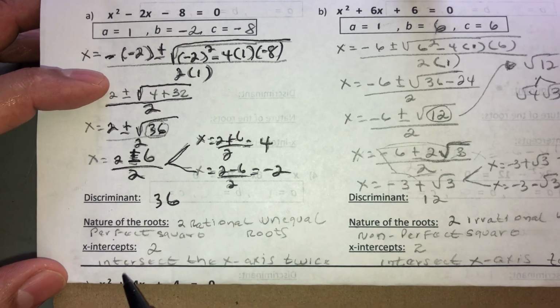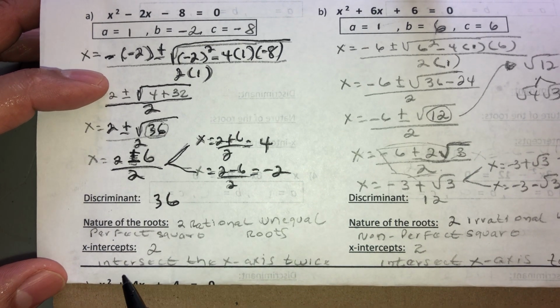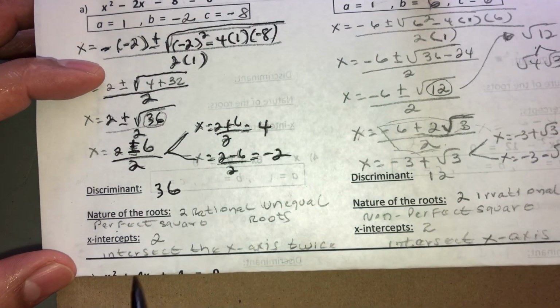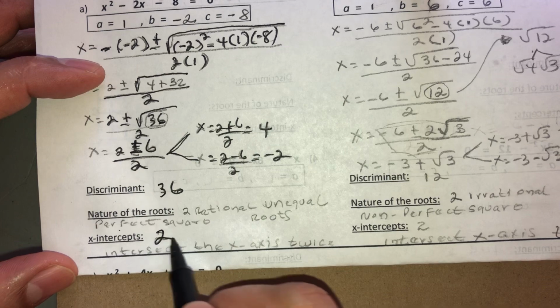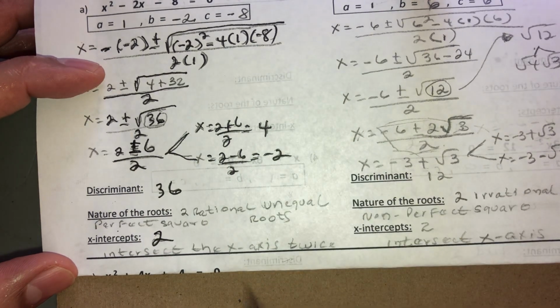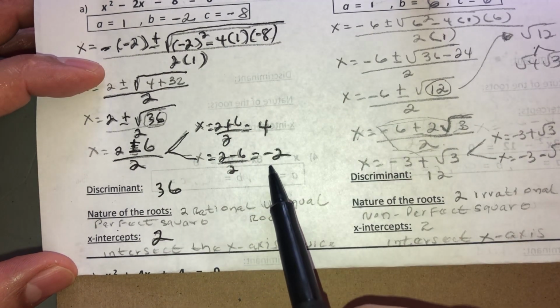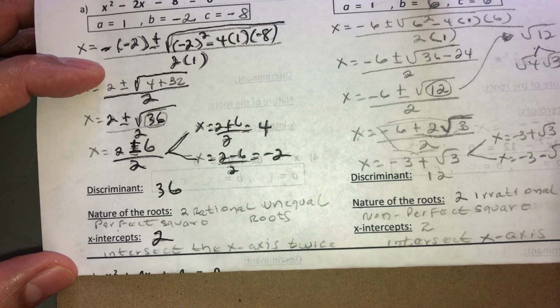And that means that the number of x-intercepts should be 2, because it will touch the x-axis twice. Because the x-intercepts are 2, since there are two roots, that means that the graph goes through +4 and -2. So that's what we're going to do today.